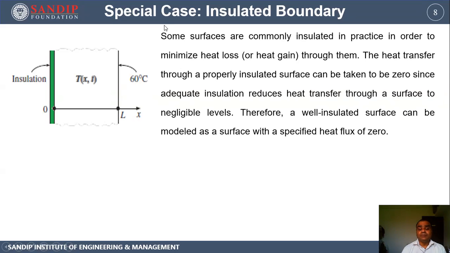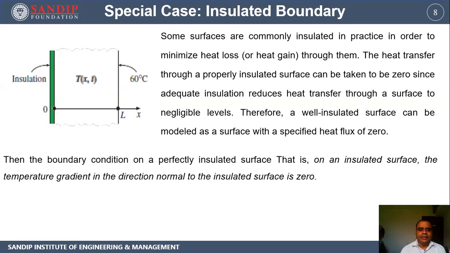You can recall the previous boundary condition, specified heat flux. Now when the boundary is insulated, we can say that the specified heat flux is equal to 0, and this 0 is to be equated with Fourier's law of conduction, that is minus k del T upon del x. Then the boundary condition on a perfectly insulated surface, that is, the temperature gradient in the direction normal to the insulated surface is 0, can be expressed in terms of this equation.